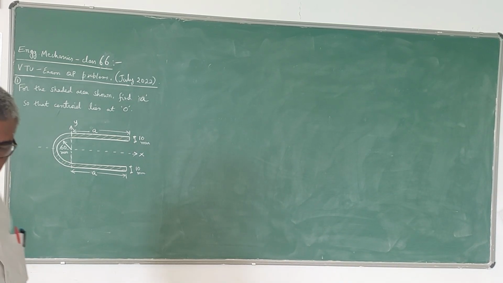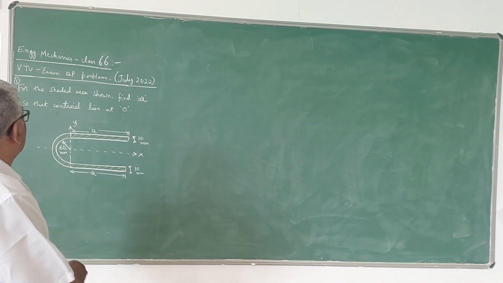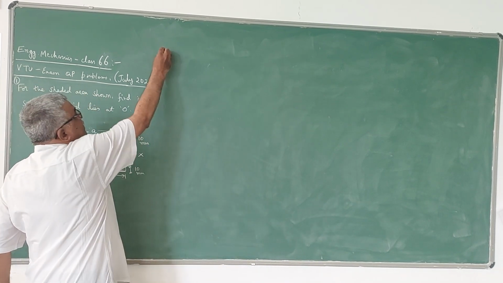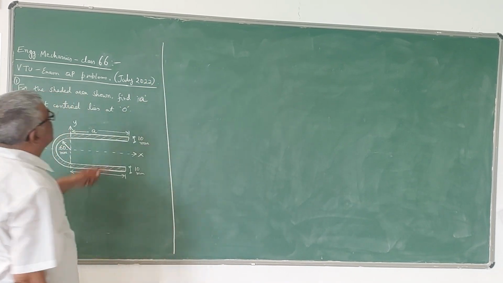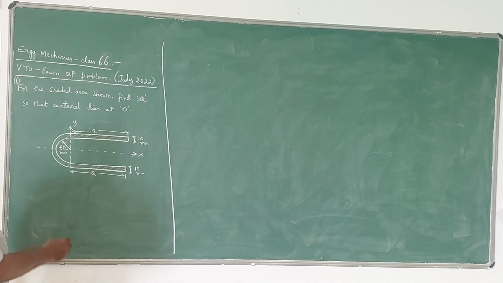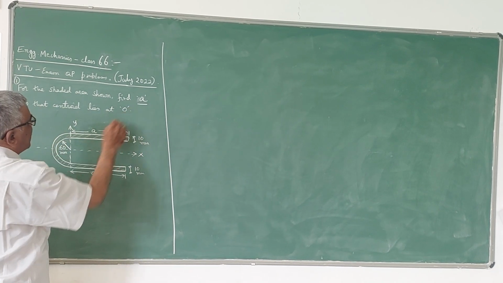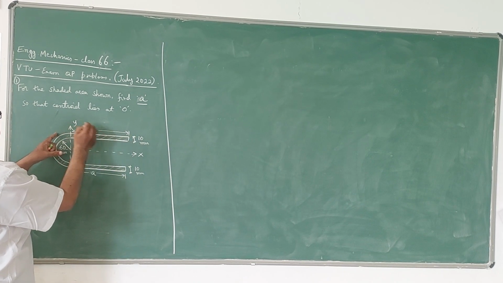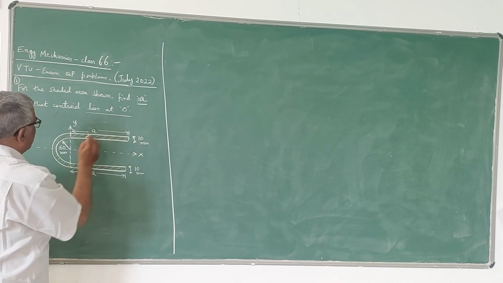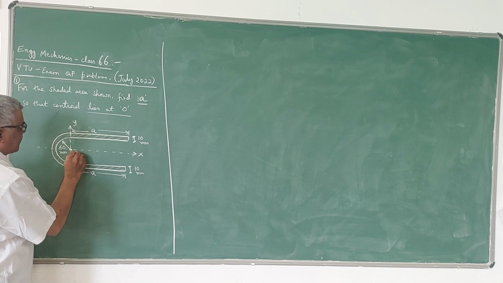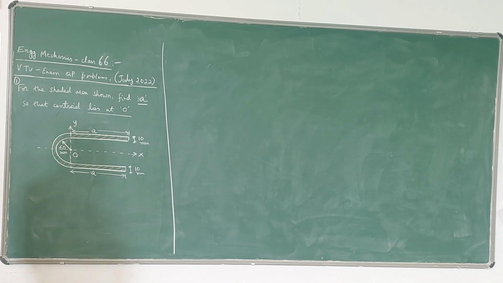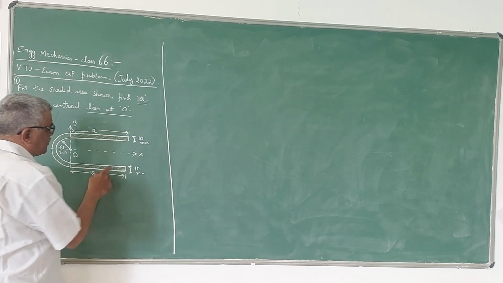So in this class, we will solve a problem on Centroid. It's a question paper problem, July 2022 VTU. For the shaded area shown in the figure, find the value of A. So A is this distance, so that the centroid lies at point O. So centroid is here. So this is point O. If the centroid has to be at point O, what should be the value of this A?